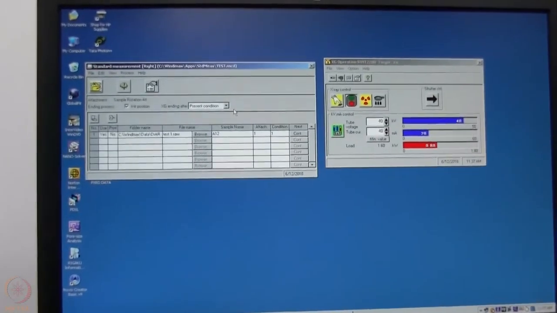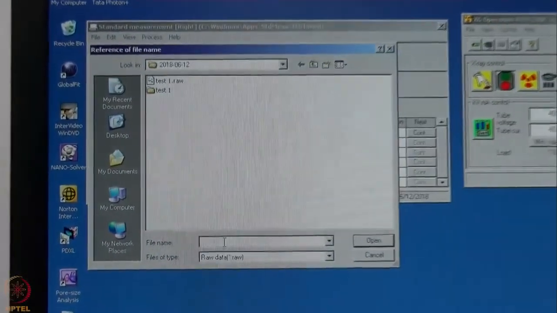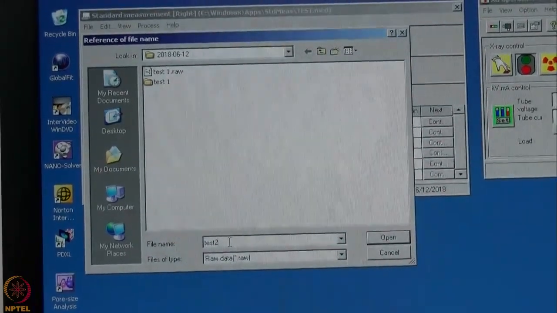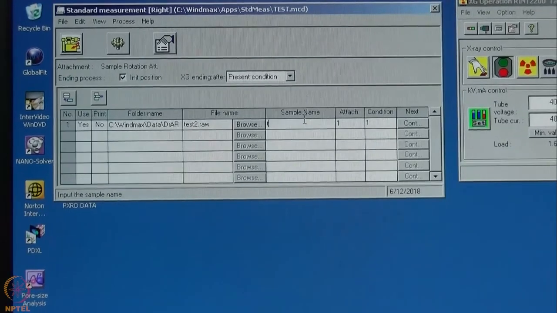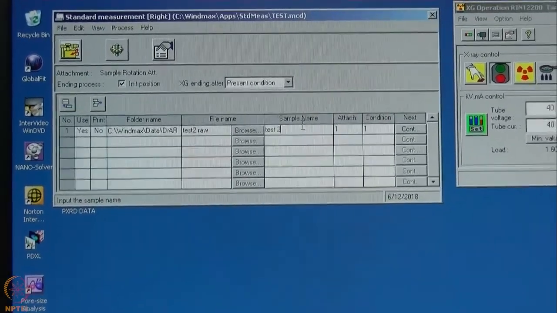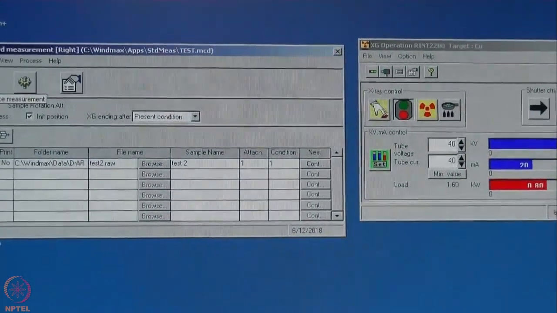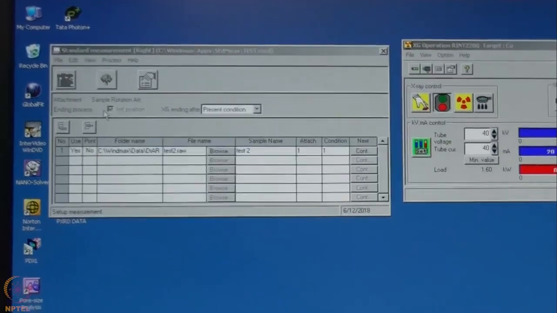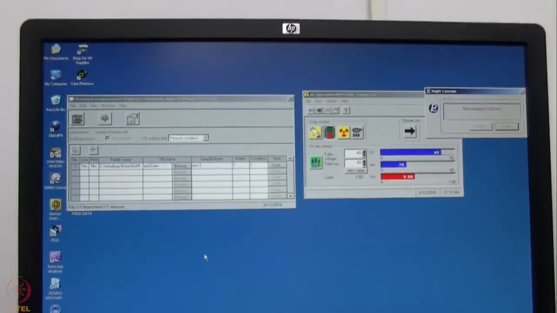So now we need to give a name to our sample. So we can give it a name as test 2.2, and save it as test 2. And then on clicking this yellow button, it will start executing the measurement and it will show how the pattern is coming.